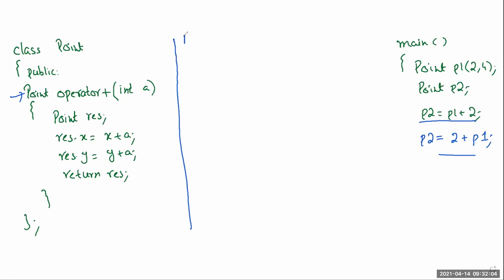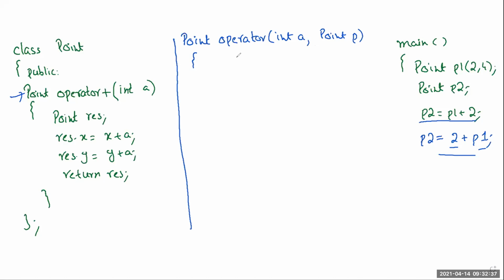Now whatever I am writing is outside the class. It is not a member function. So I'll write point operator plus, and the first argument is an integer a and the second argument is now a point b. So when someone writes 2 plus p1, what will happen? This 2 will go to a and this p1 will go to b. With a non-member function you have no limitation that the first operand must be an object.